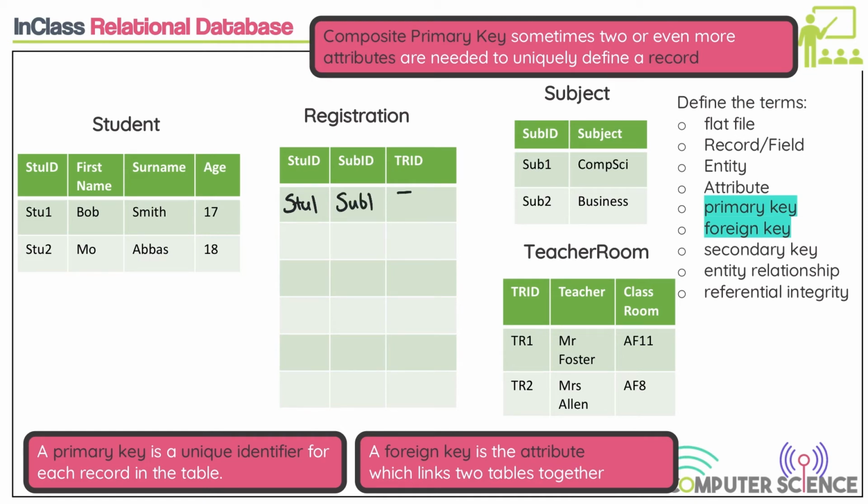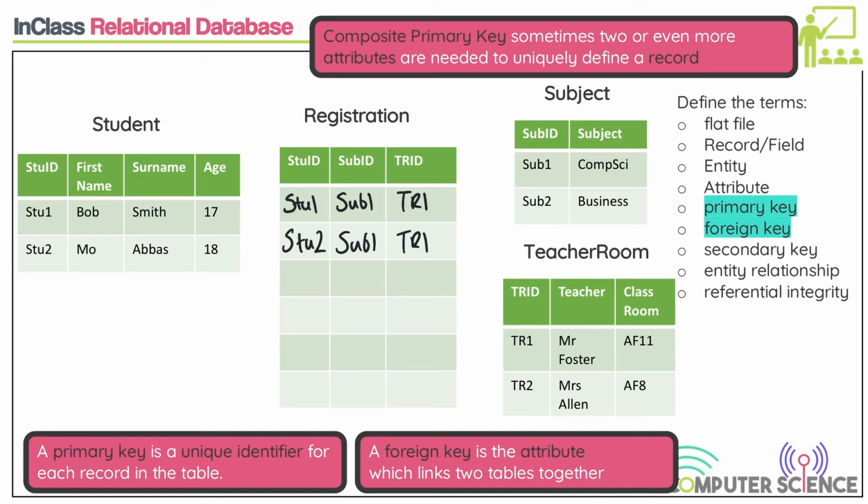And then TR1. Do you see that's going to be unique? How can Bob do computer science with Mr. Foster more than once? Because each of those is a unique record. If I have Mo, I'll write down Stu2. And then he wants to take computer science as well, which is also taken by Mr. Foster. Do you see, each of these is going to be unique.